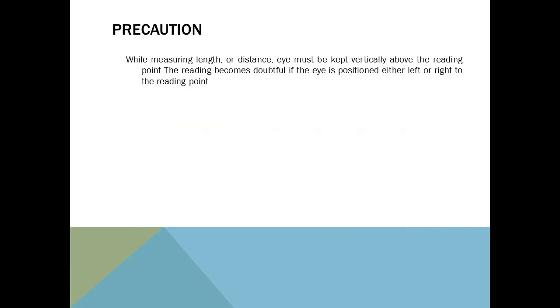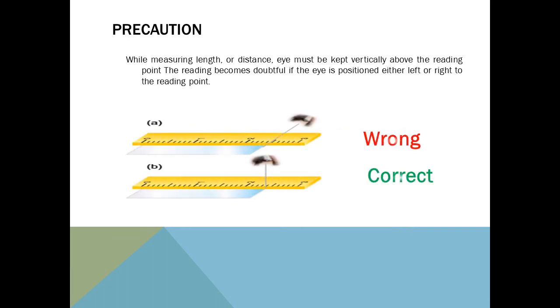Here is the precaution for measuring length. While measuring length or distance, the eye must be kept vertically above the reading point. The reading becomes doubtful if the eye is positioned either left or right of the reading point. Here in figure A, you can see the eye is not right above the reading point, so it is the wrong way to observe the reading. In figure B, you can see the eye is right above the reading point, so it is the correct way of checking the reading of any measured length.